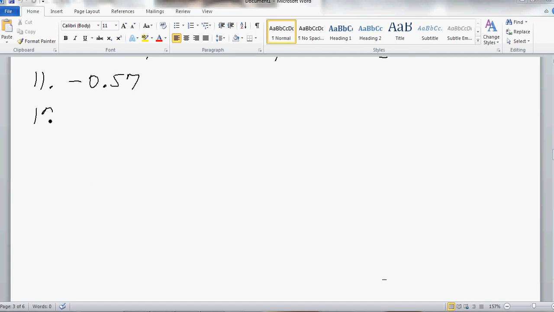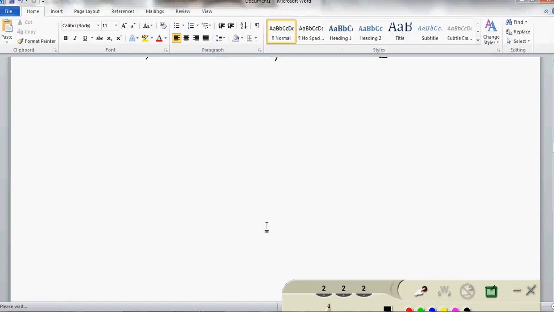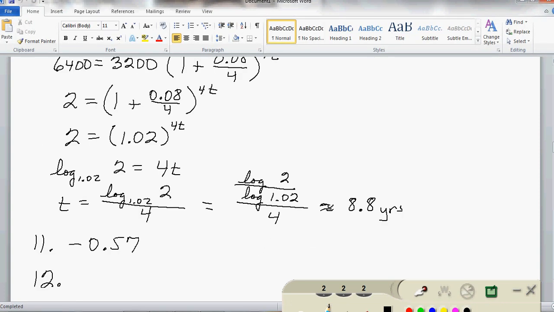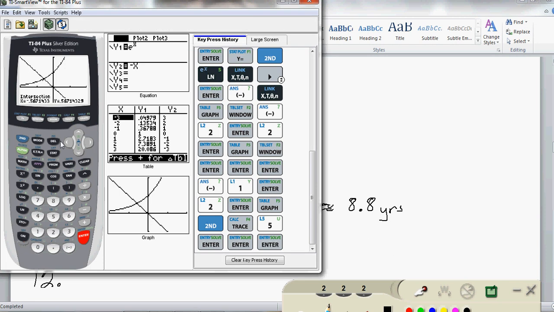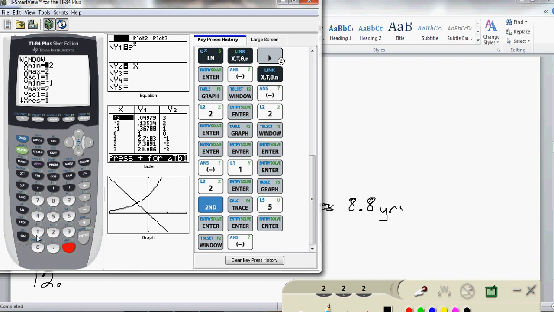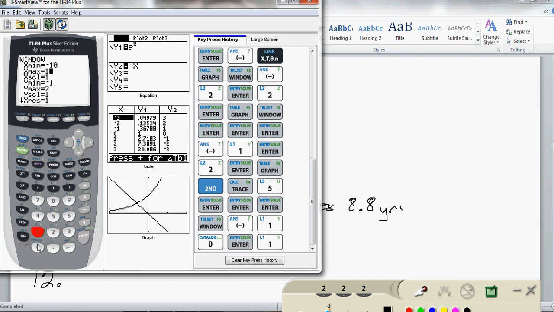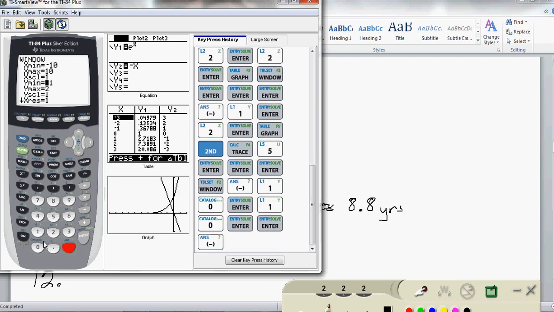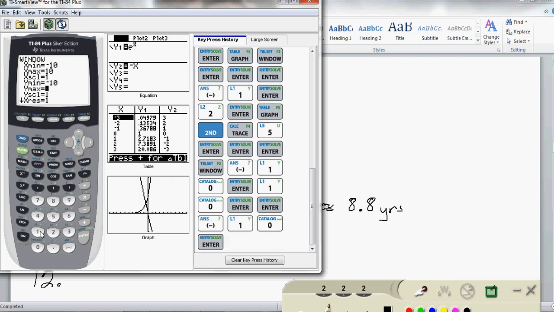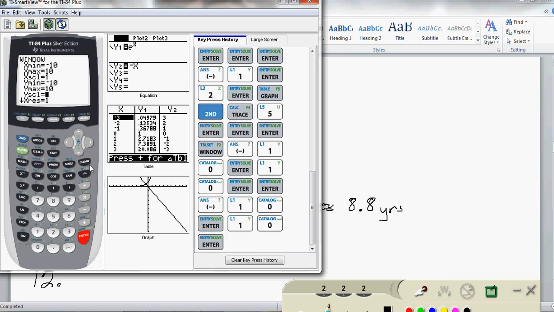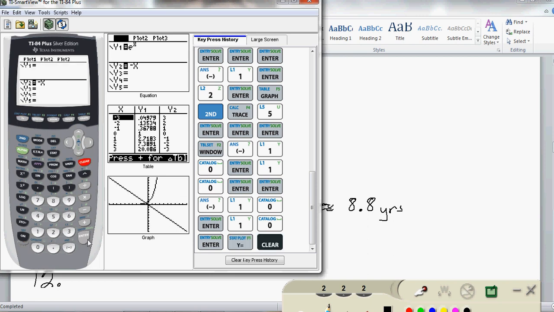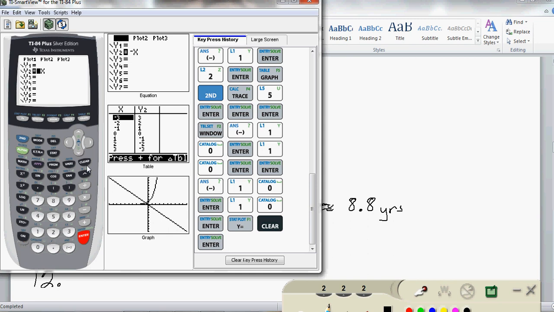And finally, number 12 will be pretty much the same thing. We just have to put in 2 different equations. So let's go here. Let's start with our default window, -10, 10, 1. And realize we may have to change it so that we can actually see something. Okay, my first graph, I'm going to clear that out, and I'm going to clear out my second graph also, because I have a whole brand new problem.